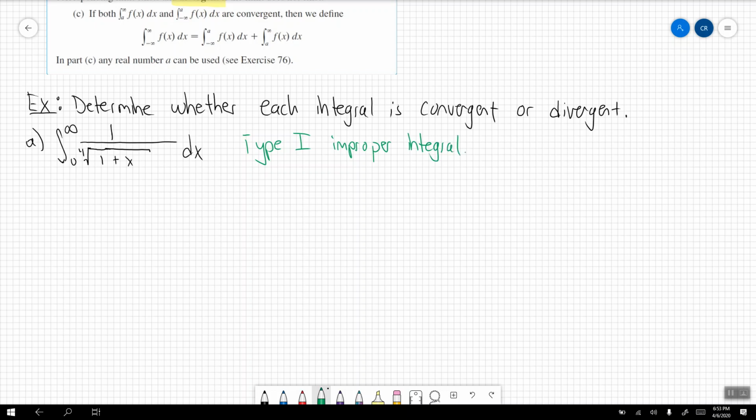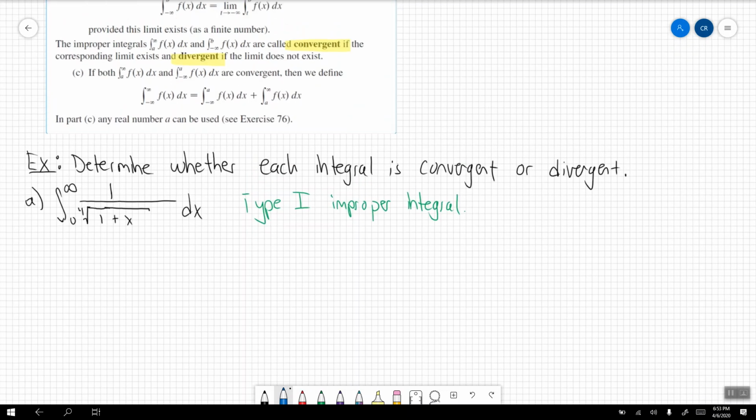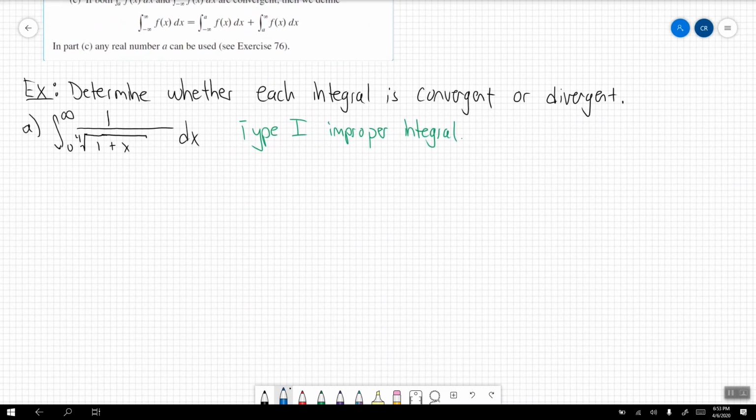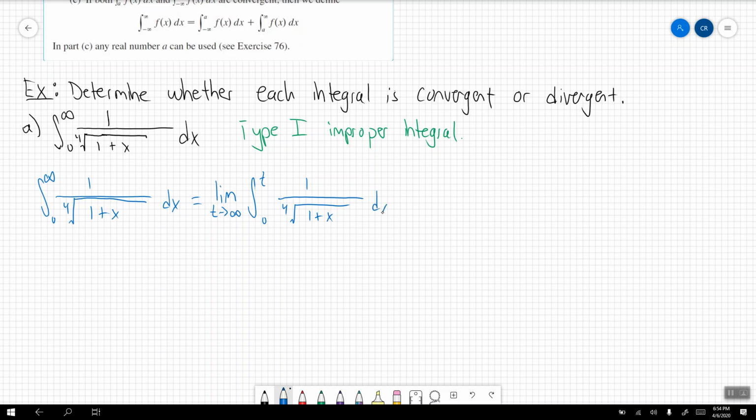So type 1 improper integral. So what I'm going to do is I'm going to fix this really quick, and I'm going to evaluate this using what I have up in that description. So this is from 0 to infinity for 1 divided by the fourth root of 1 plus x, and this is all dx. All right, I'm going to say that this is equal to the limit as, and then we can pick any variable that we want. You can go with u, t, m, n, whatever it is that you'd like. I'm going to, in this case, use t. So t, I'm going to send this to infinity. And this is going to be for 0 up to that variable substitution that I made. And this is going to be 1 divided by the fourth root of 1 plus x. And this is all dx.